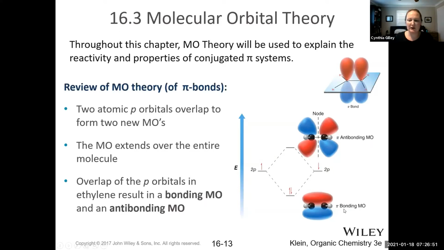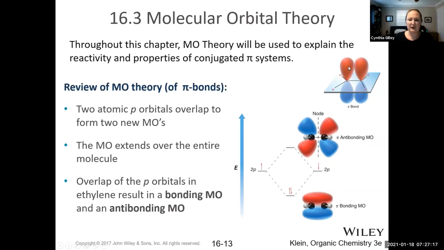One is a lower energy called bonding molecular orbital. In this case, because it's a pi bond, we're going to call it a pi bonding molecular orbital. And there's also a pi anti-bonding molecular orbital that's higher in energy. So this would be the energy of the atomic 2p orbitals. When they combine to form molecular orbitals, we have a lower energy bonding and a higher energy anti-bonding molecular orbital.